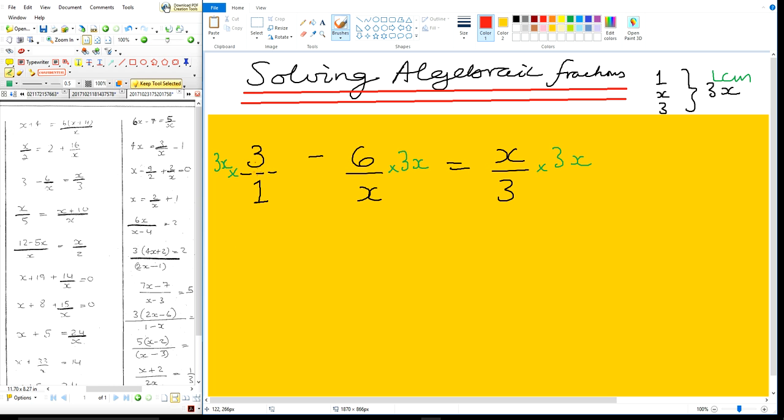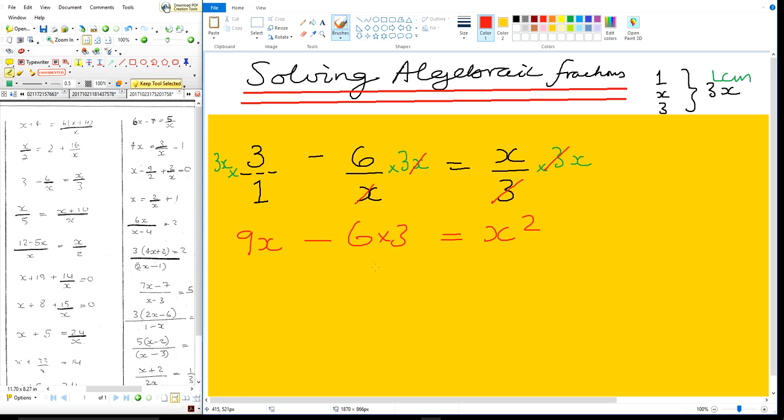So 3x times by 3 will give us nice and lovely 9x. So 6 times by 3x then divided by x, the x's will cancel. And that was the whole purpose, to get rid of the denominator and bring it to the top. So next one, x times by 3x divided by 3. So divide that by 3, divide that by 3. So now we're left with 6 times by 3 is equal to x squared.